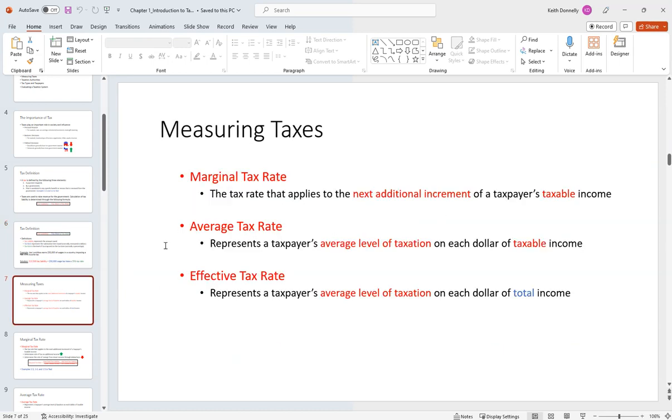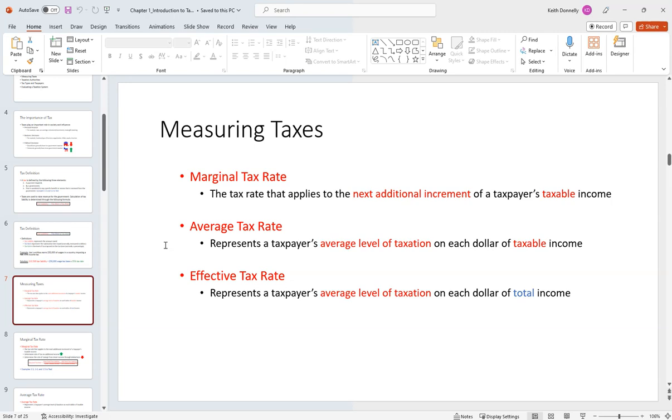But let's continue the discussion about taxes, right? So we said, why do we care about taxes? How do we define them? The next thing we're going to do is how do we describe taxes? So we have our marginal tax rate, our average tax rate, and our effective tax rate.